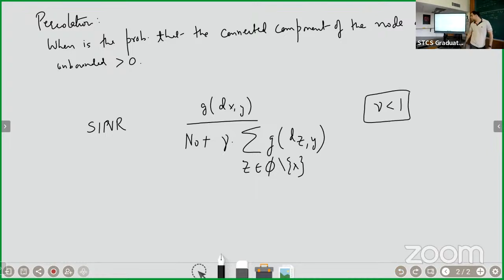So this is a technology driven thing, but in terms of the math of it, all I want to understand is if there exists a gamma, which is small enough, such that I can make this probability greater than 0. See, as this goes to 0, the percolation probability increases.